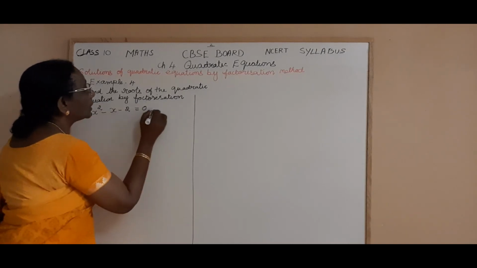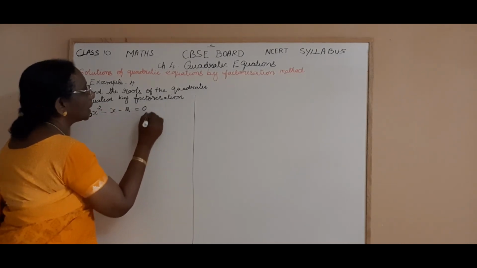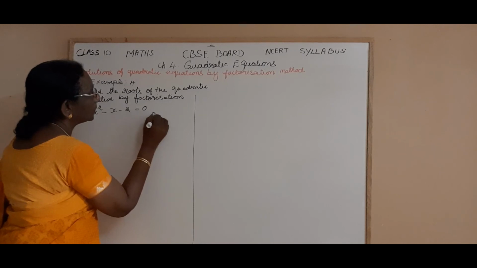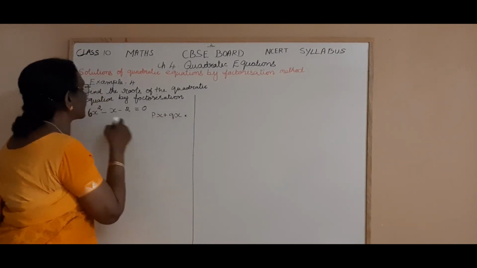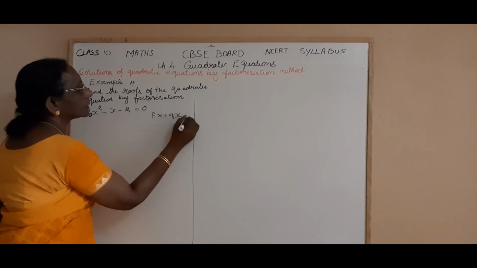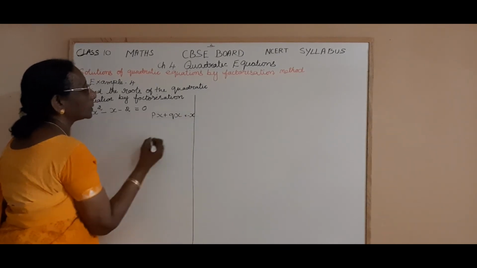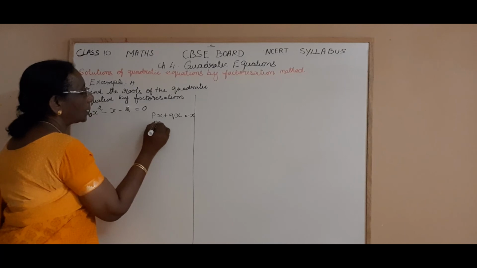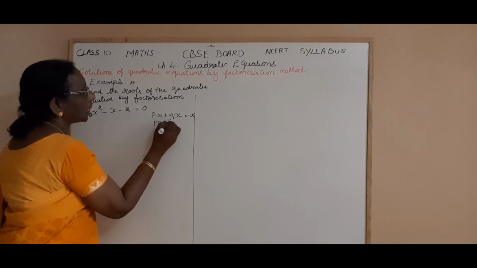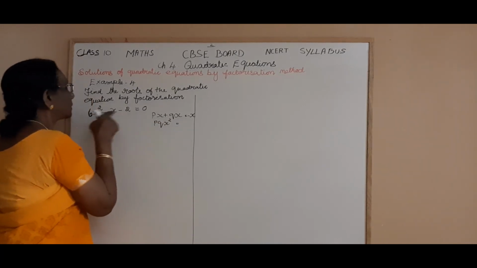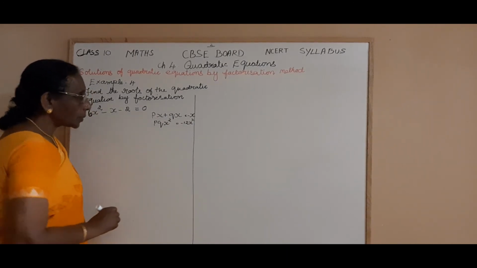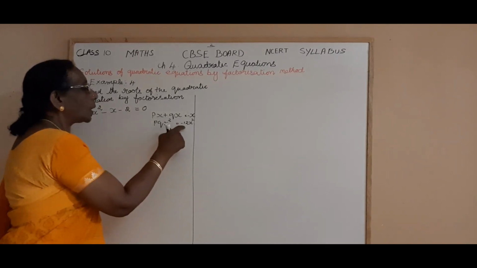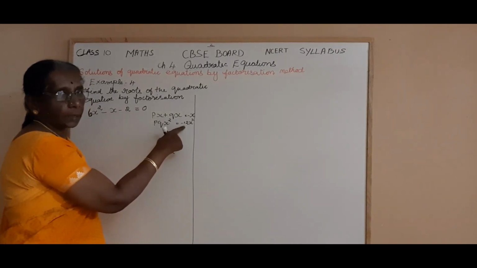Okay, now let px and qx be the two parts. px plus qx. First let us write the sum. What? Minus x. And when you multiply what? pq x square is 6 times 2, minus 12 x square you have to get. Okay, and the product is negative.